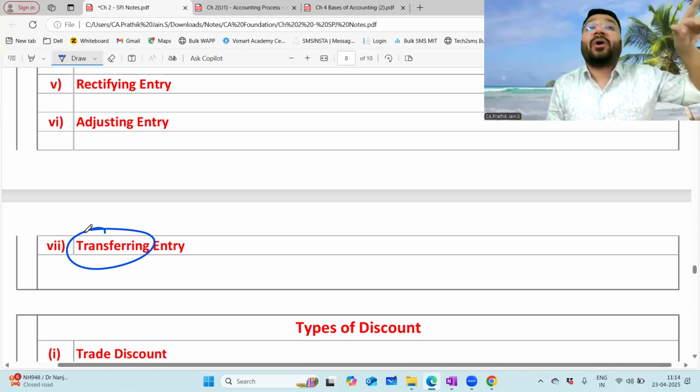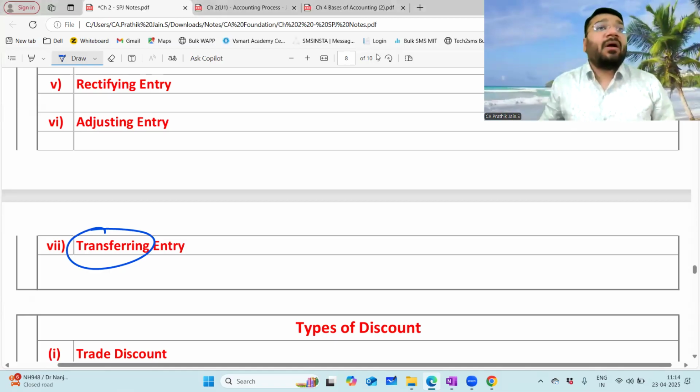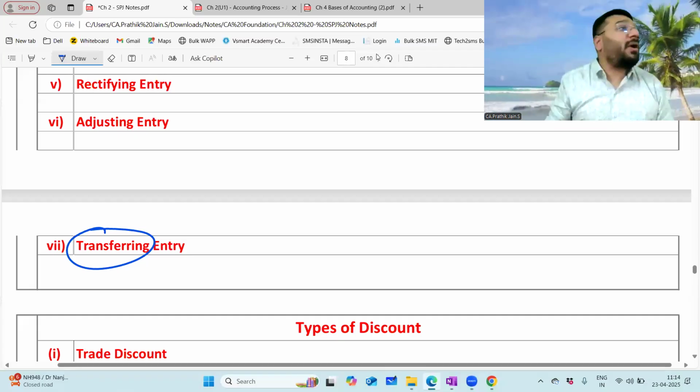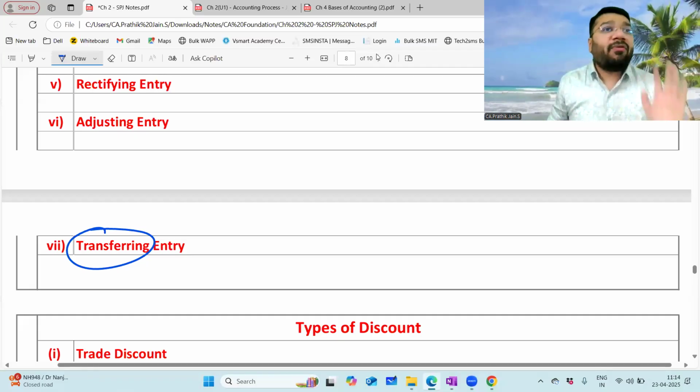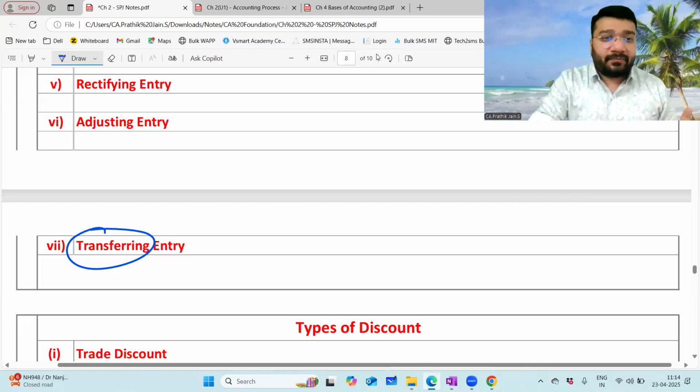So I said at that time that we transfer this entry in the capital account. So that entry is called what? Transfer entry. Transfer entry is nothing but when you move an amount from one account to another account. An example for that is the drawing which is getting adjusted from your capital account. The rest of the entries I meant to discuss.